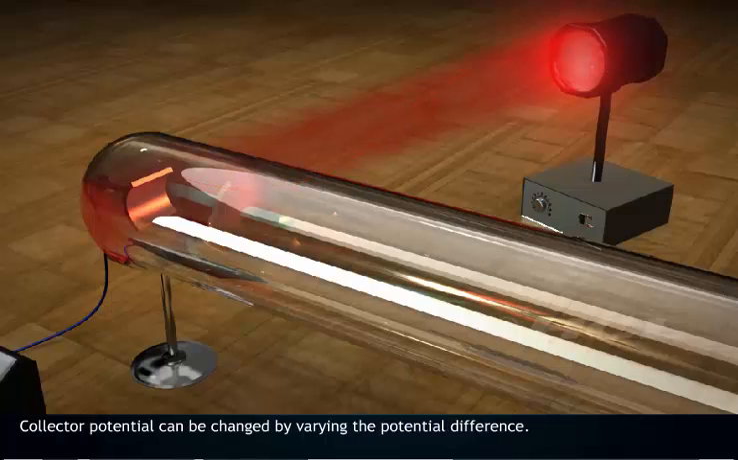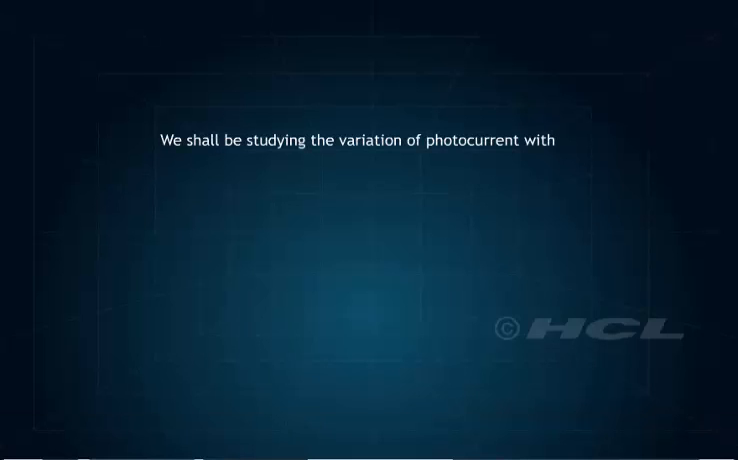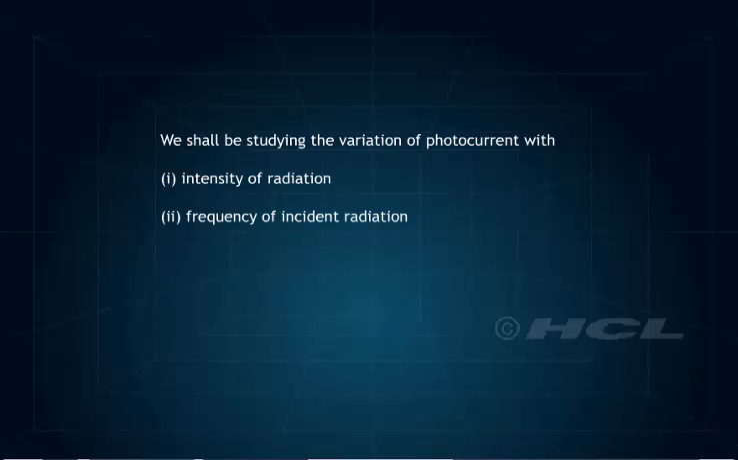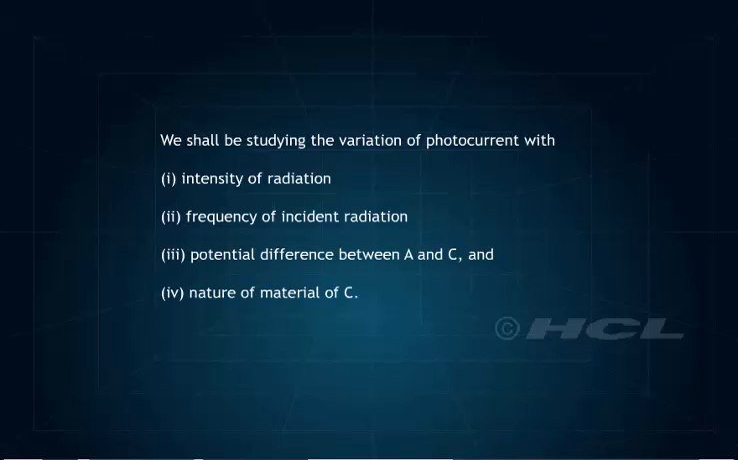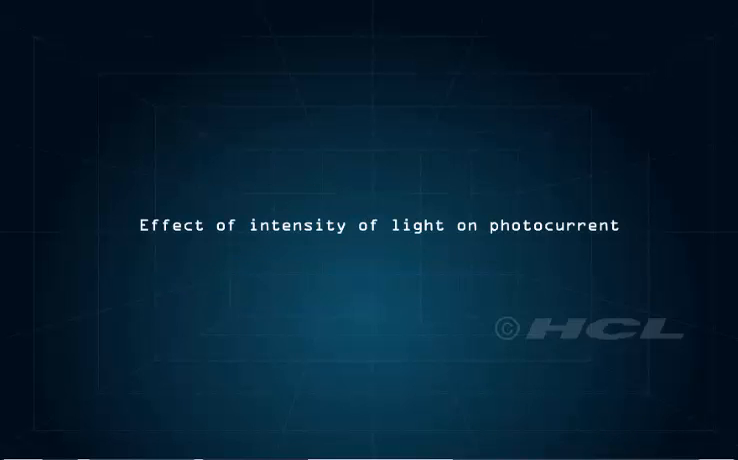Collector potential can be changed by varying the potential difference. We shall be studying the variation of photocurrent with intensity of radiation, frequency of incident radiation, potential difference between A and C, and nature of material of C. Intensity of light on photocurrent.